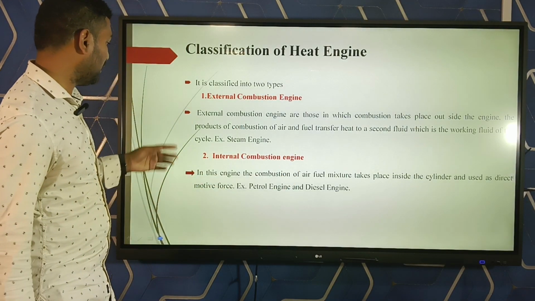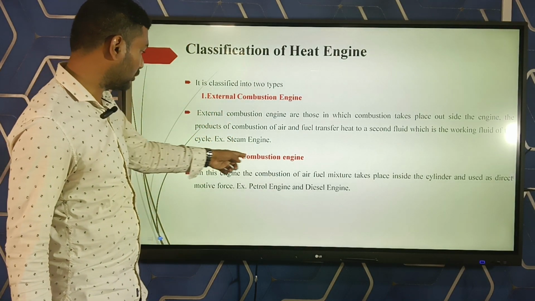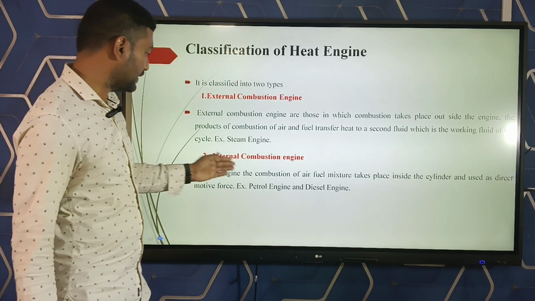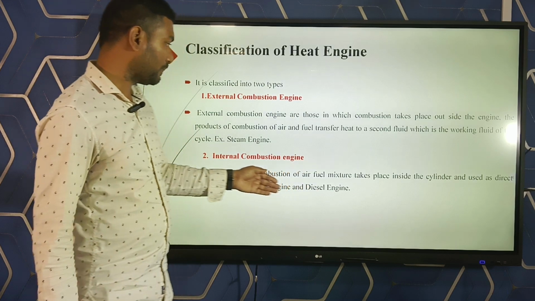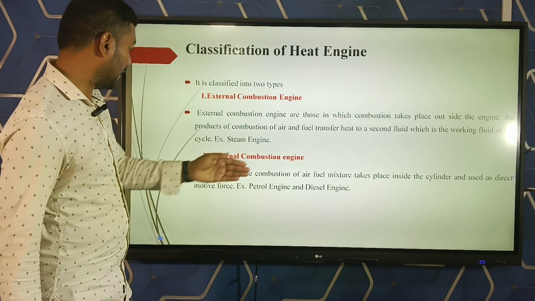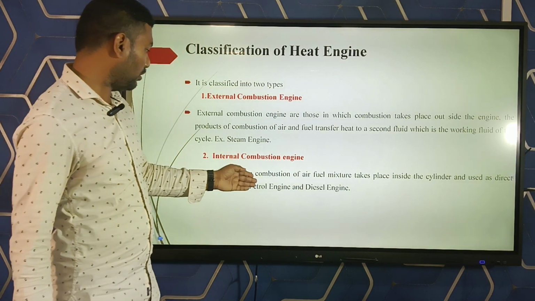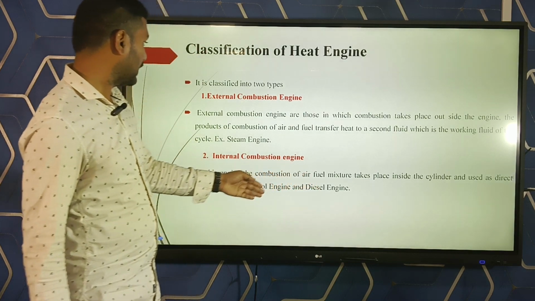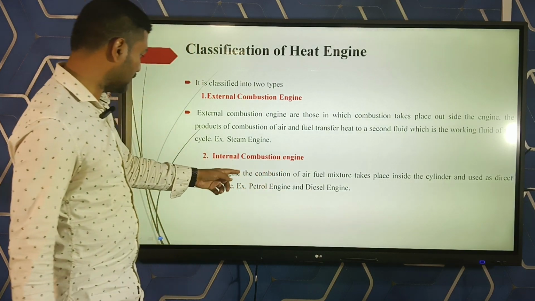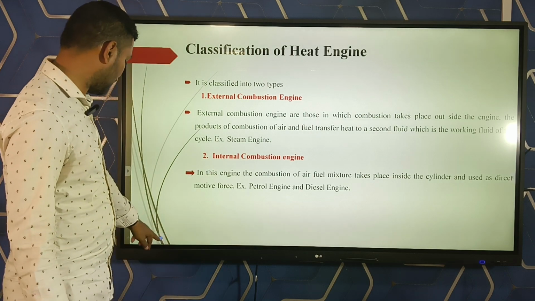Then the other type is the internal combustion engine. What is an internal combustion engine? In this engine, the combustion of the air-fuel mixture takes place inside the cylinder and is used as direct motive force. Example, petrol engine and diesel engine. External combustion engine example is the steam engine, and internal combustion engine examples are the petrol engine and diesel engine.